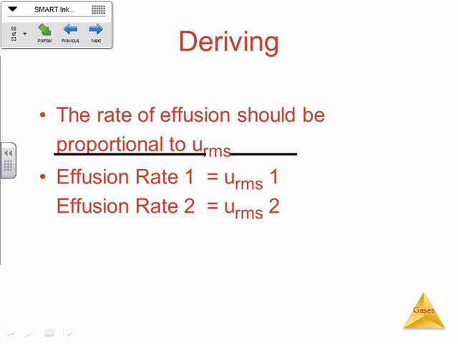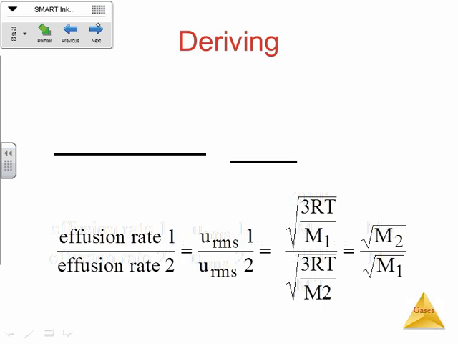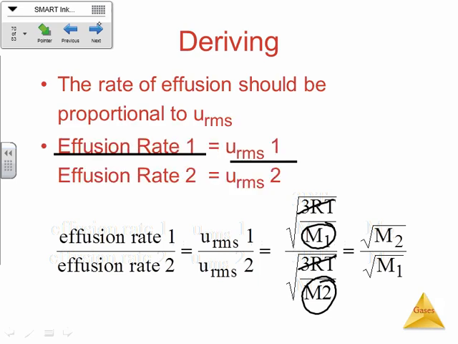So you've got your effusion rate 1 and your effusion rate 2. And it should be proportional to the root mean speed, okay? So we just plug in the root mean speed equation here, in case you're interested in this derivation, because that is essentially the rate at which these things effuse. They're going to effuse faster if they're moving faster. It kind of makes sense. So notice here, this and this just cancel out, so then we end up with the M2 over M1, because these are both in the denominators of the fractions, and so those have to be flipped, okay? So that's that.